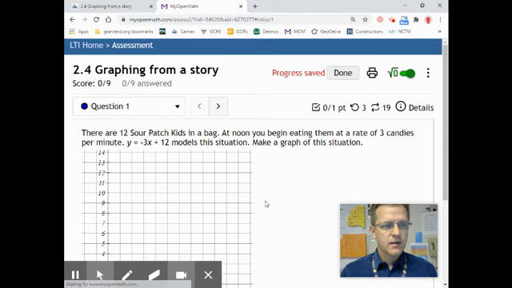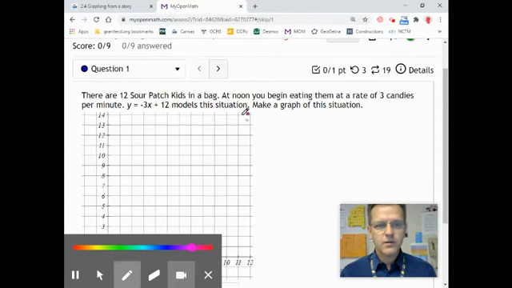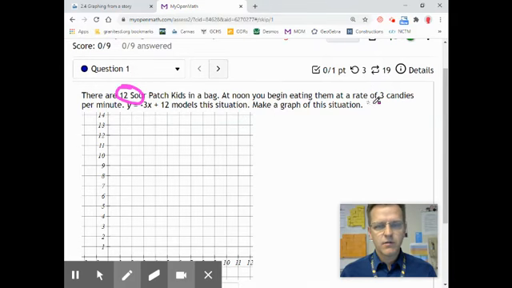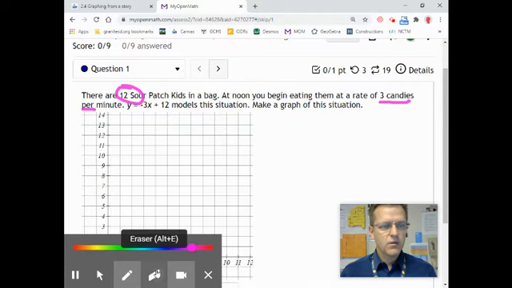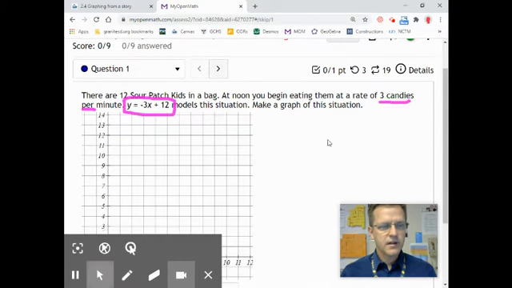Let's jump in. There are 12 Sour Patch Kids in a bag. Well, let's just stop there for a minute. That means you're starting with 12. And at noon, you begin eating them at a rate of 3 candies per minute. Cool. Well, and they even were so kind as to give us the equation right here, already written out. That was pretty nice. So let's go ahead and graph this.